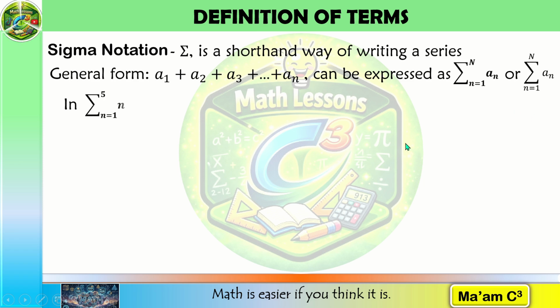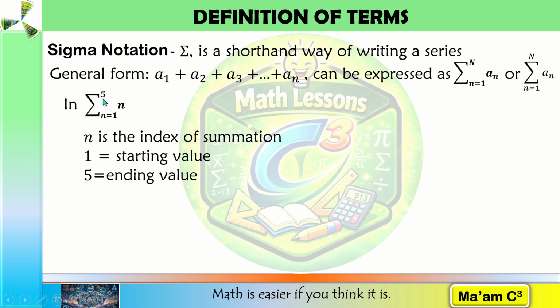Okay, in the summation of n from n equals 1 up to 5, n here is the index of summation, 1 is the starting value, and 5 is the ending value. So if I'm going to expand this sigma notation, this would be 1 plus 2 plus 3 plus 4 plus 5. And this is equal to 15.